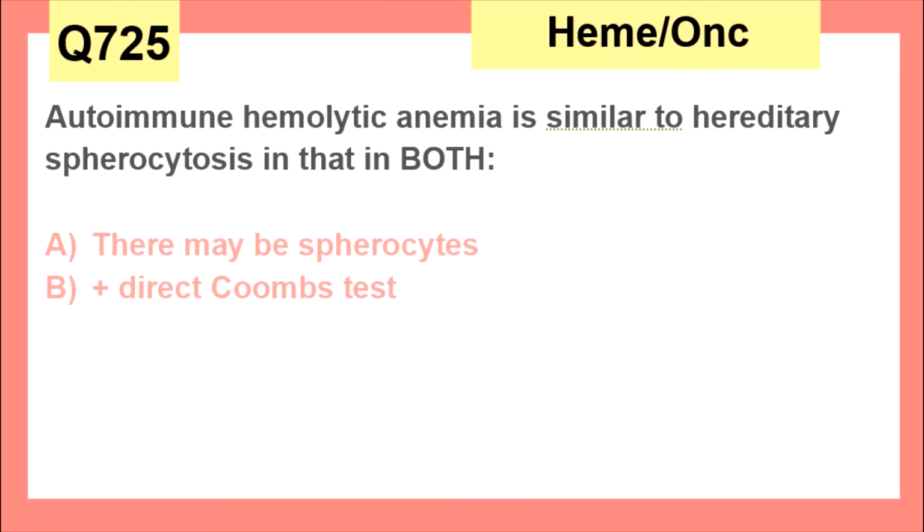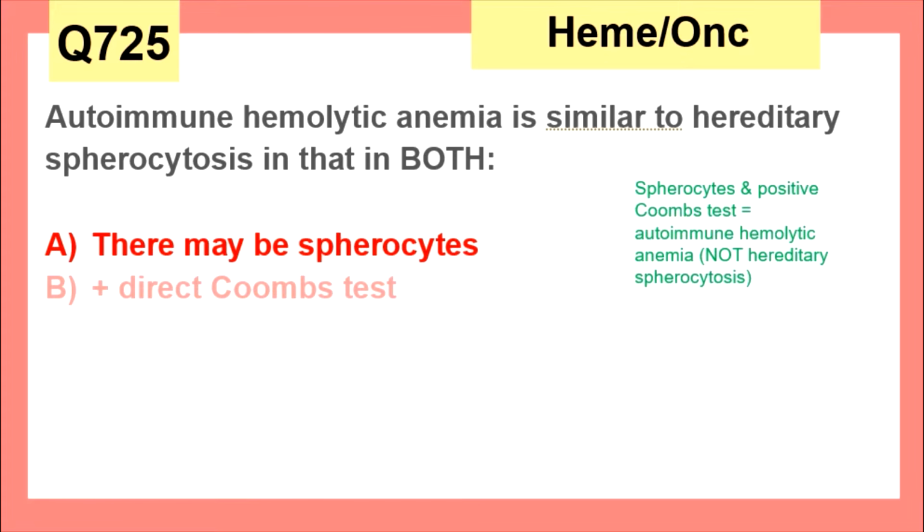725. Autoimmune hemolytic anemia is similar to hereditary spherocytosis in that both may have spherocytes, but the direct Coombs is only going to be positive in autoimmune hemolytic anemia. That's one of the ways we differentiate the two.